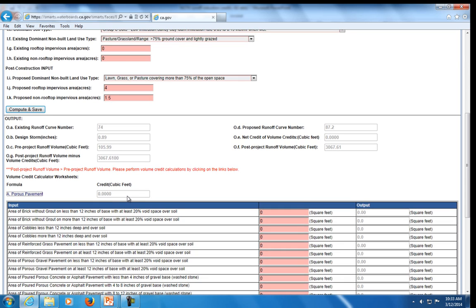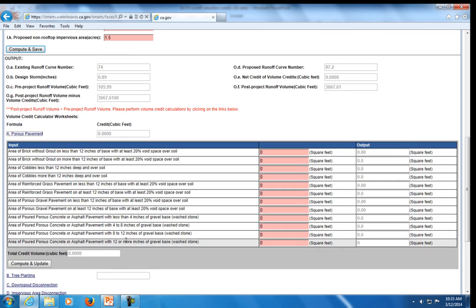Now, the first one is porous pavement. We've spelled out a number of different options here, and each of these gives you a runoff reduction credit depending on what type of porous pavement we have. So we've got things like brick without grout all the way up to poured porous concrete or pavement with a 12 or more inch subgrade gravel base. Something like this is going to give you a lot more infiltration and runoff reduction than, say, the brick without the grout on less than 12 inches. I'll put this in just for illustrating how this works.